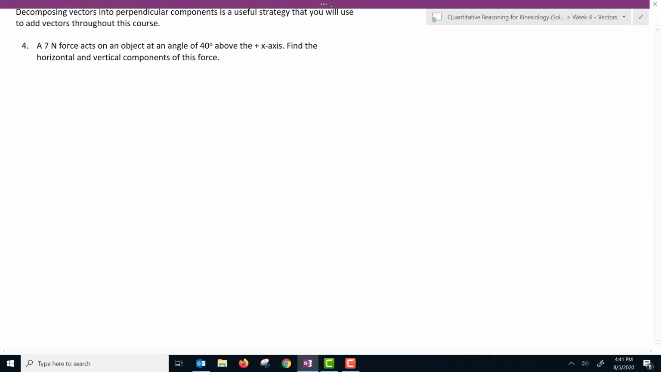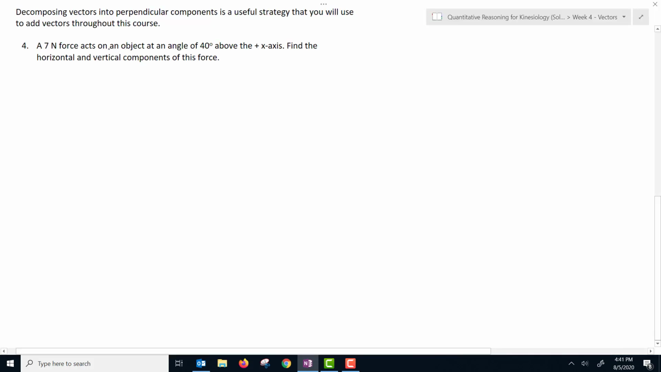All right, so I'm going to start by just drawing what this looks like. So I have a 7 Newton force acting on an object at an angle of 40 degrees above the positive x-axis. So let's draw our axes first. This is my x-axis. This is my y-axis. So this is my positive x-axis. This would have been my negative x-axis going to the left.